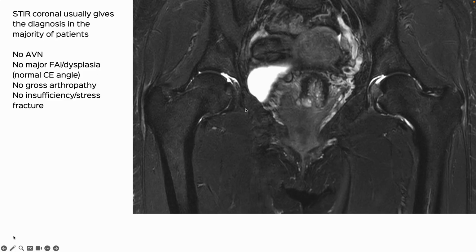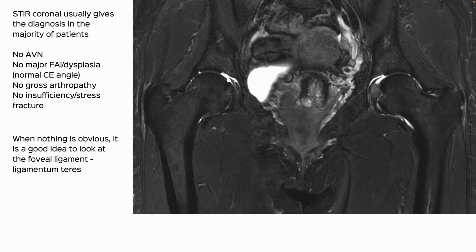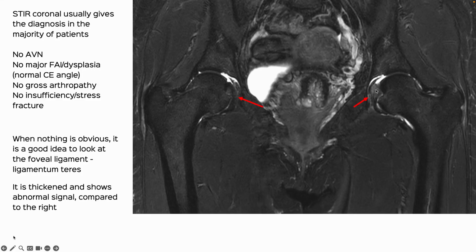Then when you don't find anything, you look for subtler signs of instability, FAI, etc. But when nothing is obvious, it's a good idea to look at the foveal ligament or the ligamentum teres, and you can see that here, that this ligamentum teres on the left is abnormal. It shows thickening and altered signal compared to the right.